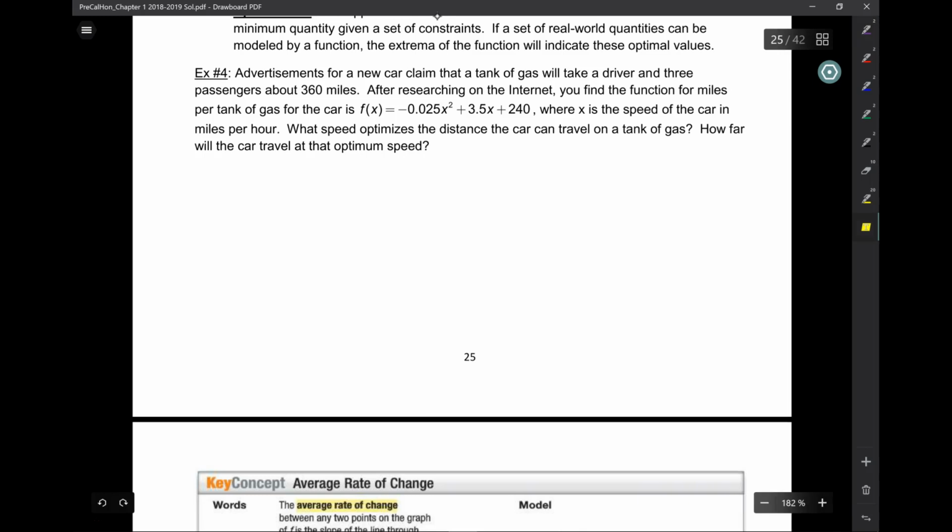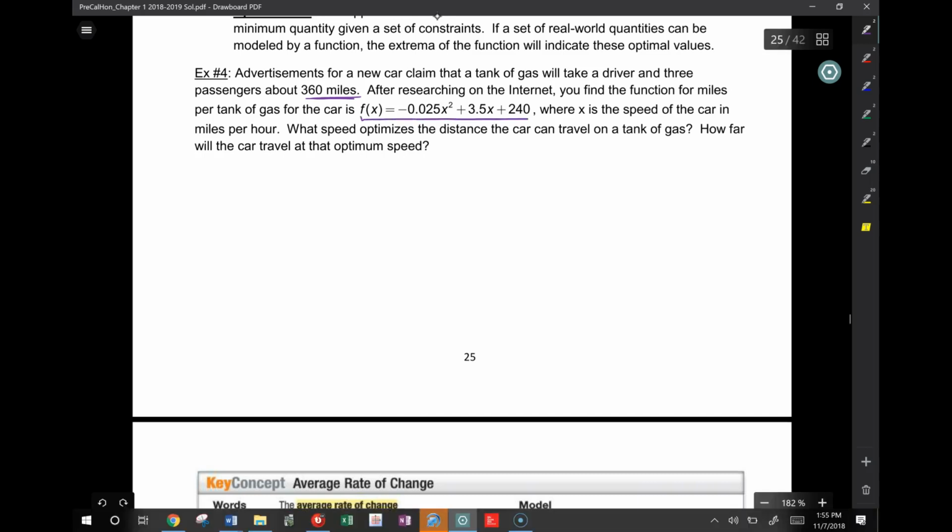All right, so take a look here. You can put away your calculators for a minute. Let's go over some of the stuff in here. Advertisements for a new car claim that a tank of gas will take the driver and 3 passengers about 360 miles, right? Because it also depends on the mass in the car. So about 360 miles. After researching on the internet, you find that the function for miles per tank of gas for that specific car is this, where x is the speed of the car. So x is the speed of the car in miles per hour. Do you see how I'm not just reading the problem, I'm making marks as I go along?